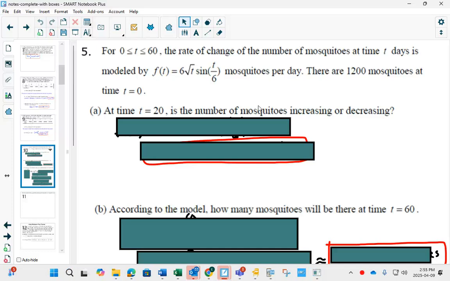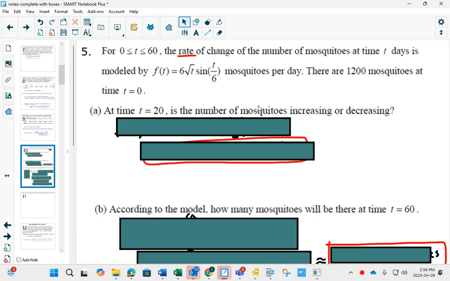So for 0 to 60, the rate of change of the number of mosquitoes is this many mosquitoes per day. Just like in the video you just watched, we know that this is a rate. That's going to be important. There are 1,200 mosquitoes at time equals 0. So, at time equals 20, is the number of mosquitoes increasing or decreasing?